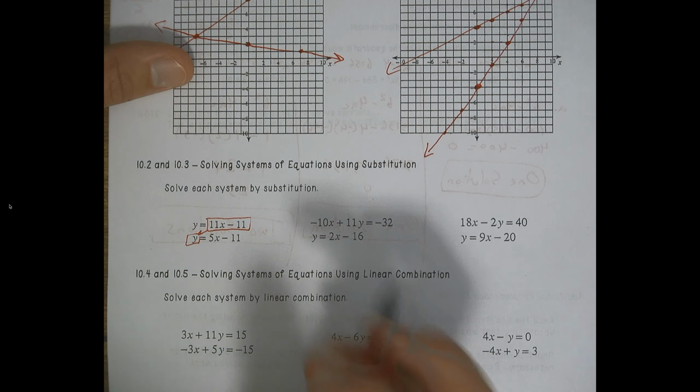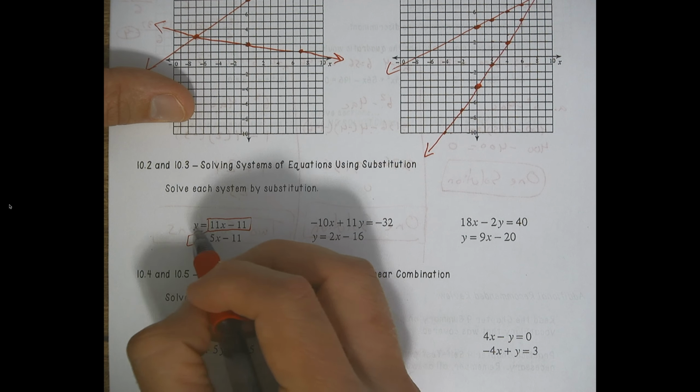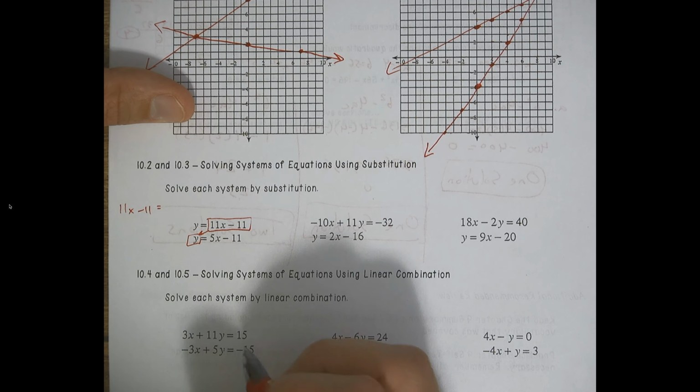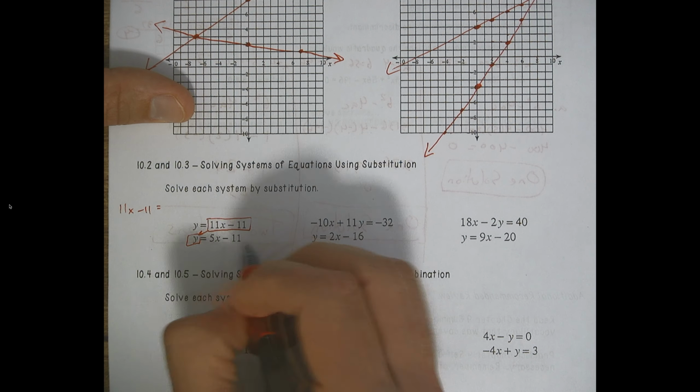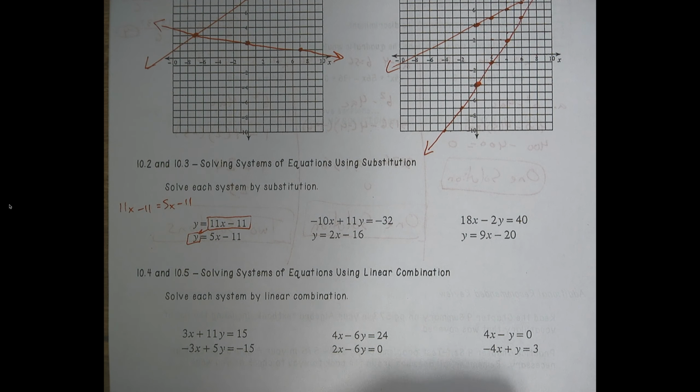So I'm going to have to squeeze all these in. I'm going to move them over here. So I'm rewriting the second equation, but instead of y, I'm plugging in what y is equal to. So 11x minus 11 is going to equal 5x minus 11. And what I need to do now is just solve this.